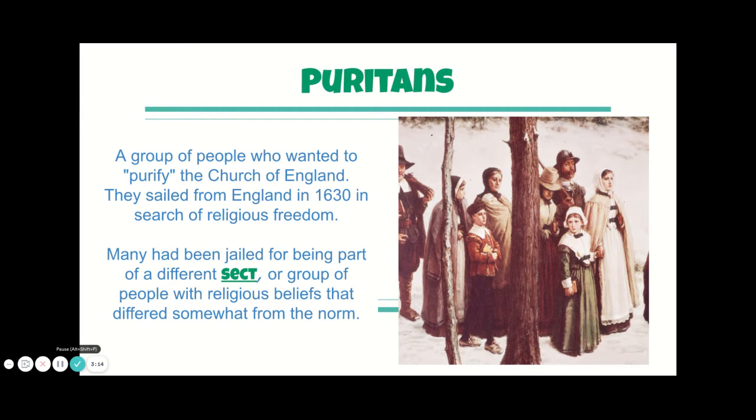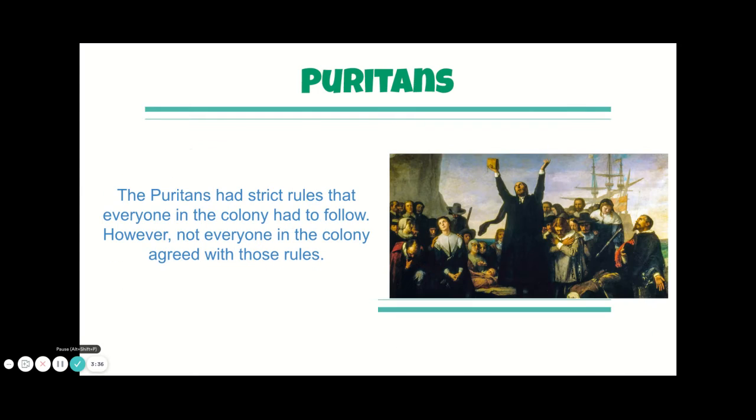Next, we have the Puritans. This was a group of people who wanted to purify the Church of England and kind of return it to its glory. They sailed from England in 1630 to search for religious freedom because they didn't believe that the church could be saved at that point. Many of them were jailed since they were part of an illegal sect, or that's a group of people with religious beliefs that differed from the norm.